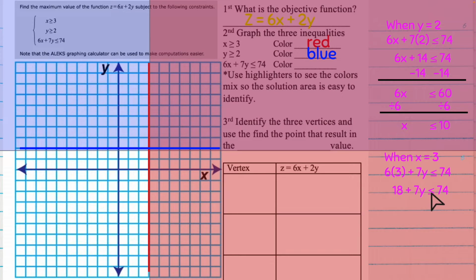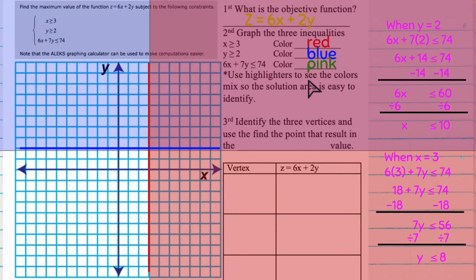I'm going to subtract 18 from both sides. So the 18's cancel. 7y is less than or equal to 56. And then we get 8 when we divide the 7 away here, right? Because 7 divided by 7 leaves us with our y. 56 divided by 7, that's 8. Okay, so now we're going to go ahead and graph the line. So I'm going to put the line from 10 for x to 8 for y. So it's just a way of putting these on here.